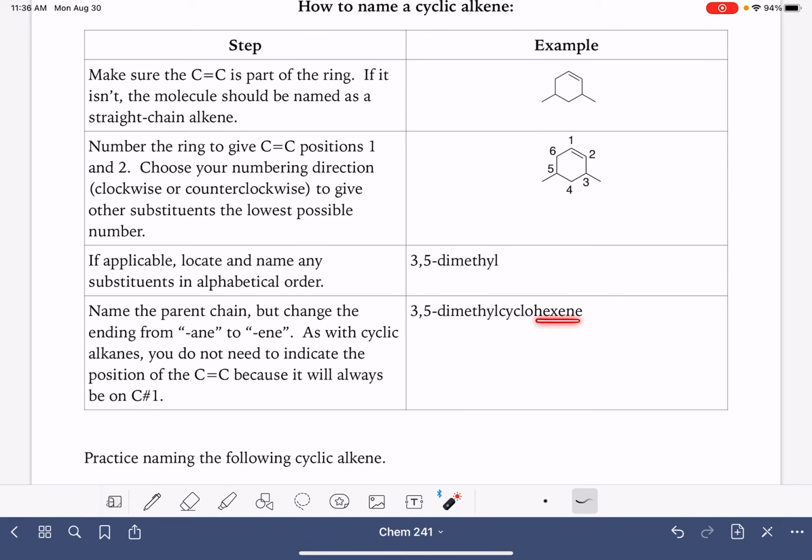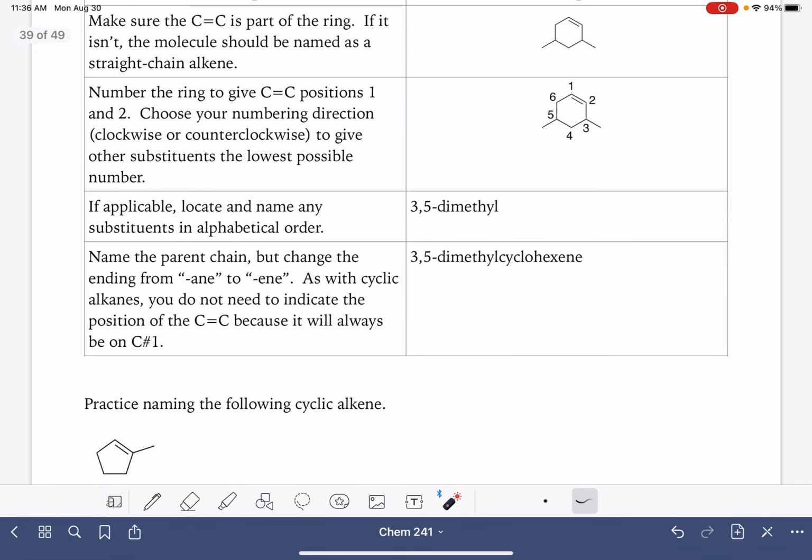Again, we're changing the ending of the cyclic molecule from ane to ene to indicate there's a double bond. And just like with other cyclic situations we've seen before, you do not need to indicate the position of the carbon-carbon double bond because it's always going to be on carbon number 1. So that's why we don't have a 1-cyclohexene or cyclohex-1-ene. It's not necessary.